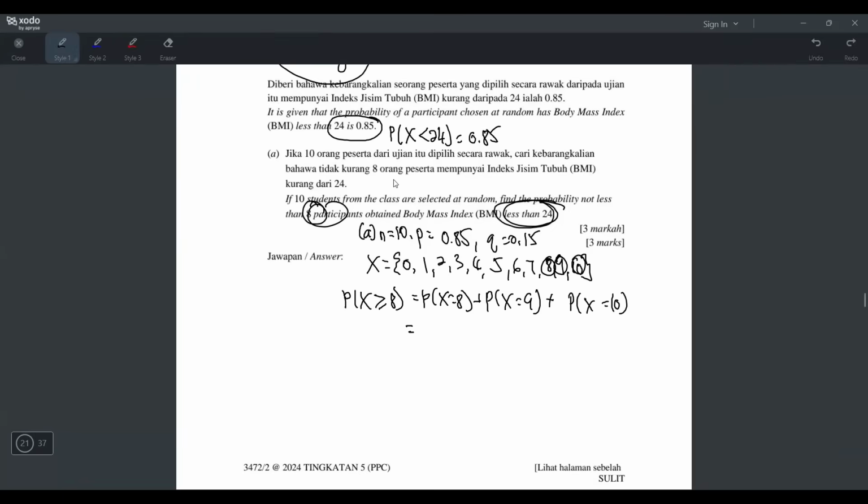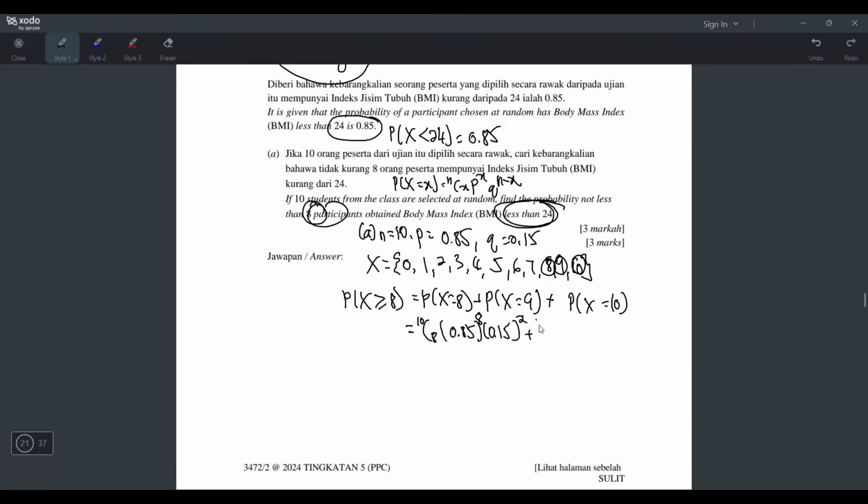The formula we use is this formula: nCx, p power x, q power n minus x. This is the formula that you learn under binomial distribution. We use this formula when we want to find probability. So nCx will be 10C8, and then bracket 0.85, another bracket 0.15. This power will be the same as the number down here, so 8, and this power will be 10 minus 8, so 2.